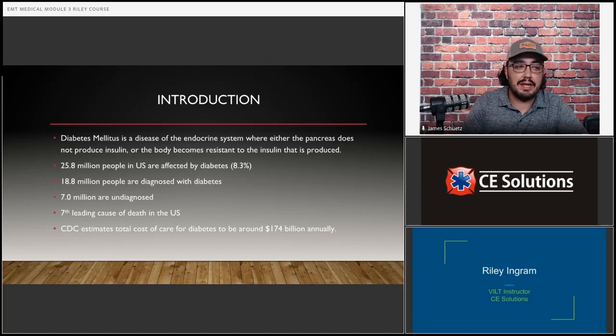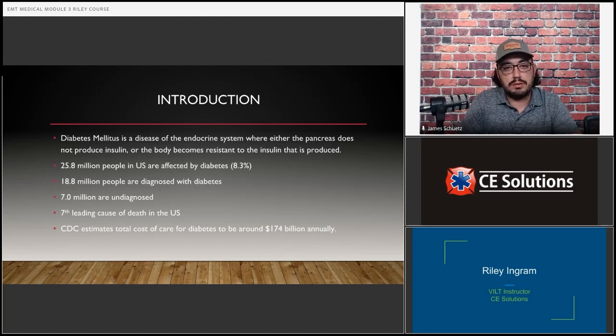It's going to be the 7th leading cause of death in the United States, whether that be from actual blood sugar variations or HHNK or DKA or secondary issues that have been exacerbated by diabetes. Okay. And we're going to get into that. Like I said, CDC estimates the total cost of care for diabetes to be $174 billion annually. That's hard to grasp. $174 billion annually.